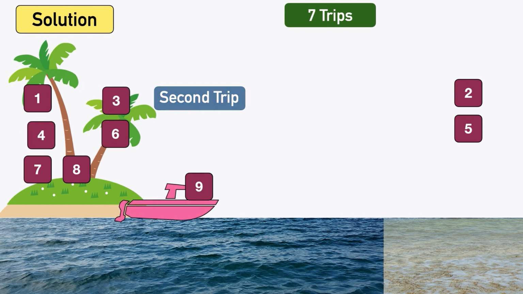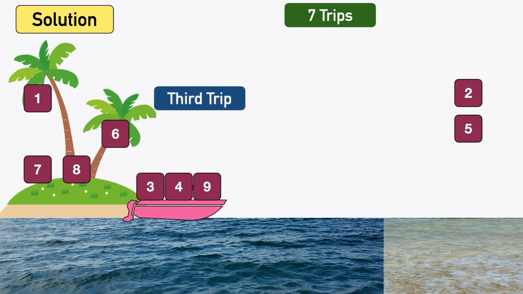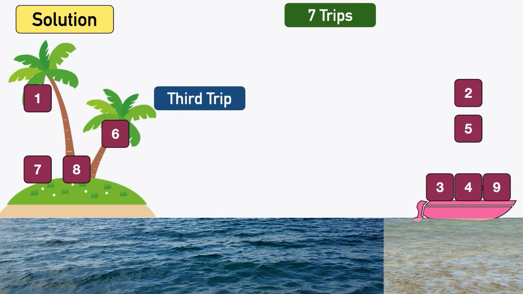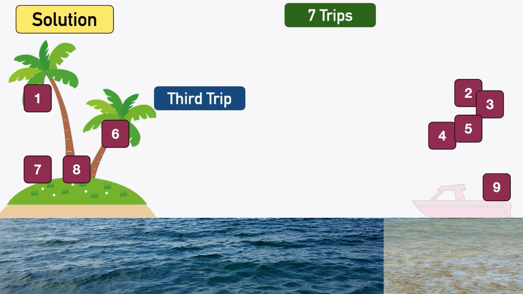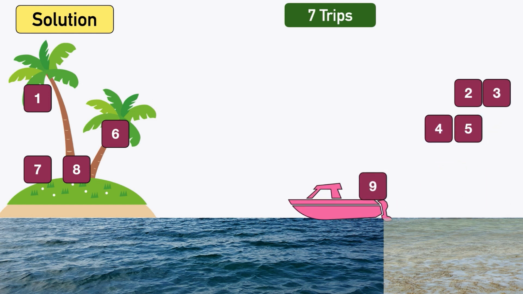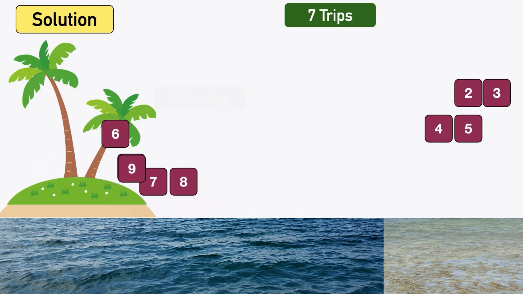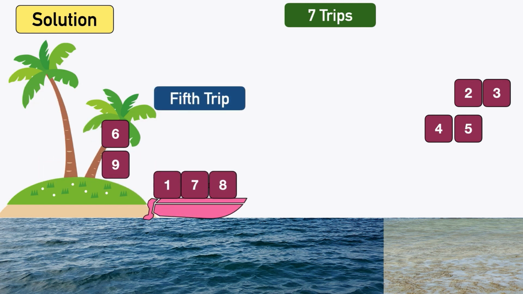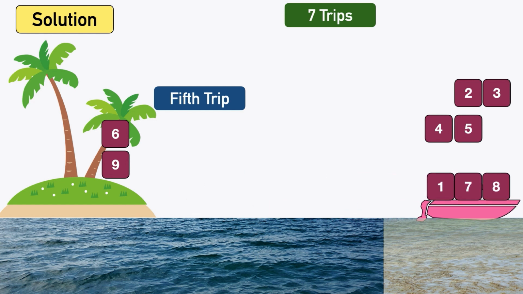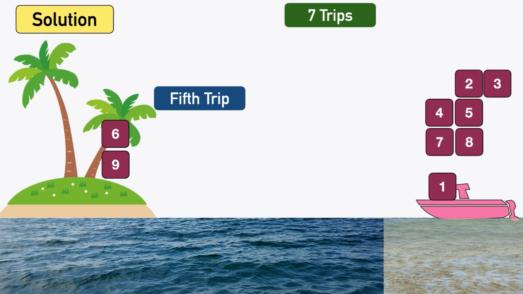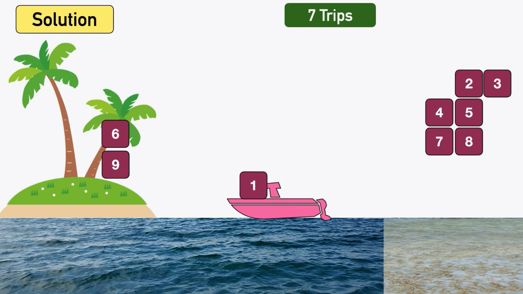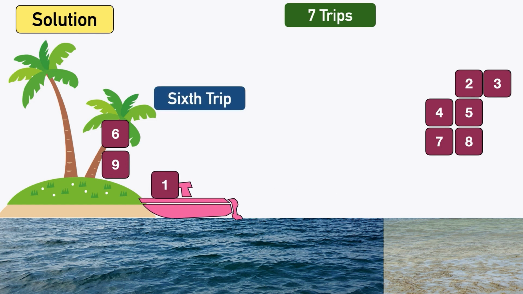In the third trip, send 3, 4, 9, and again the sum of these numbers is 16, which is the square of number 4. While coming back, bring back the number 9, which is the fourth trip. In the fifth trip, send 1, 7, 8. The sum of these numbers is again 16, which is the square of number 4. While coming back, bring back the number 1, which is the sixth trip.